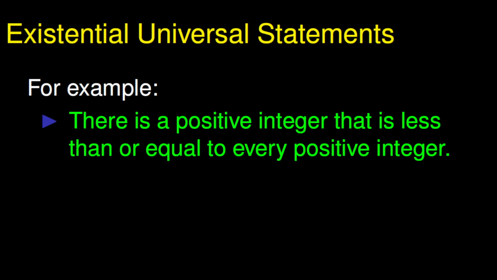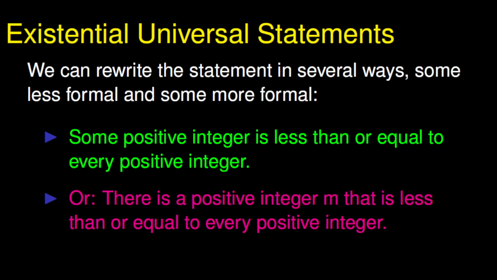We can rewrite the statement in several ways, some less formal and some more formal. For instance, the statement, some positive integer is less than or equal to every positive integer, can be rewritten as, there is a positive integer m that is less than or equal to every positive integer. We can also write the statement as, there is a positive integer m such that every positive integer is greater than or equal to m. Alternatively, we can also write it as follows: there is a positive integer m with the property that for every positive integer n, m is greater than or equal to n.